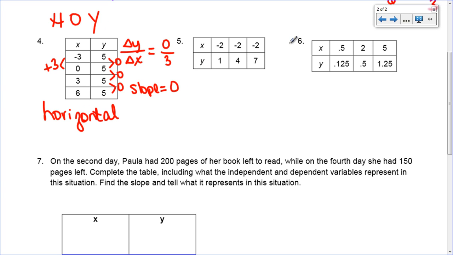So let's do number 5. So number 5, we're going to do change in, oh, there's not room. We're going to do it down here. Change in y over change in x.